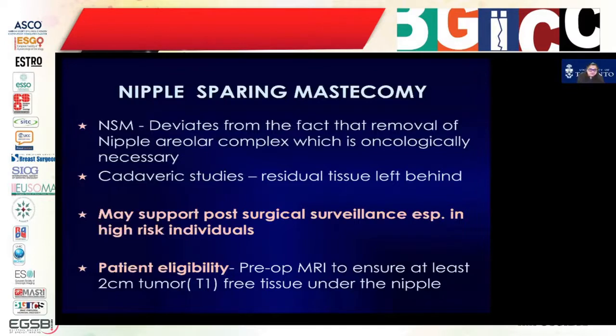So cadaveric tissues again show that there is residual tissue left behind. And so maybe some of these nipple sparing mastectomy women may benefit from surveillance, especially if they're very high risk. If they have a 60 to 80% likelihood of developing cancer, as is seen sometimes with BRCA gene mutation carriers, they may benefit from routine surveillance, right? So again, patient eligibility, you have to be very careful in who you want to offer these.